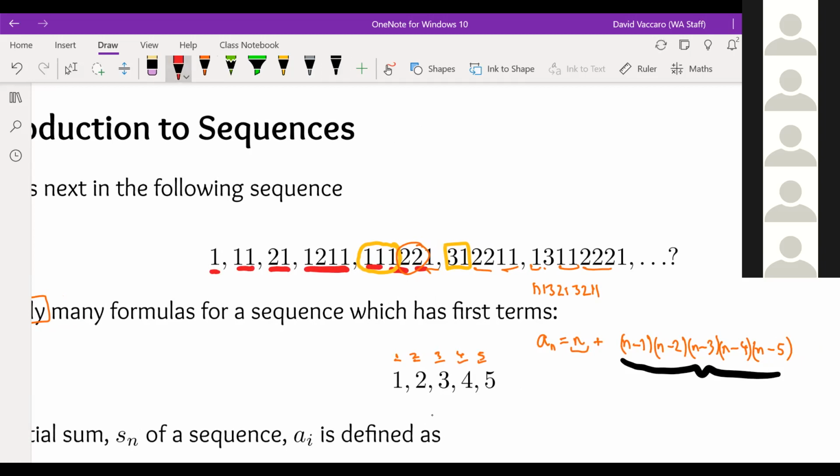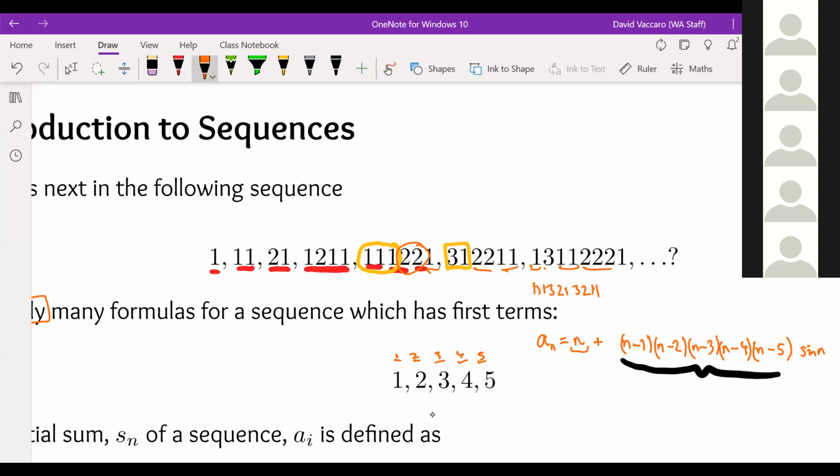But obviously, if this is 0 at 1, 2, 3, 4, and 5, so is anything that I multiply it by. So I could multiply by n squared, or n cubed, or sine n.